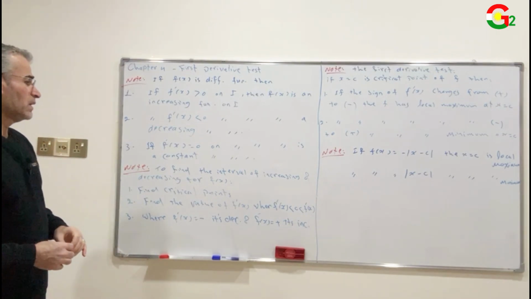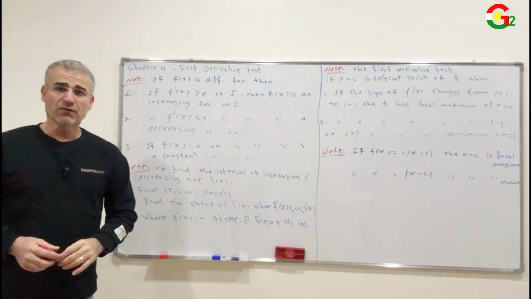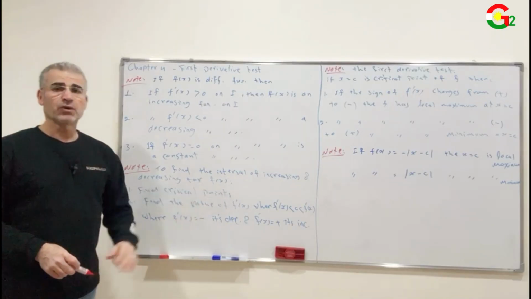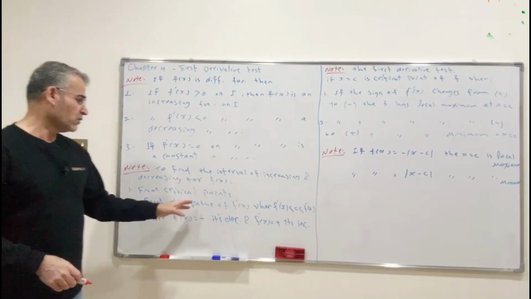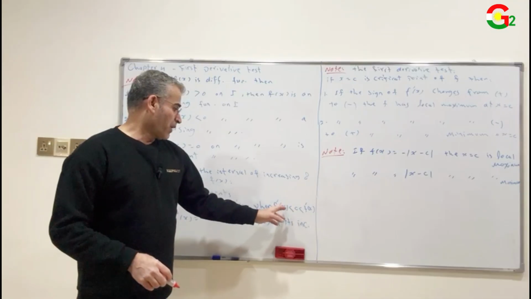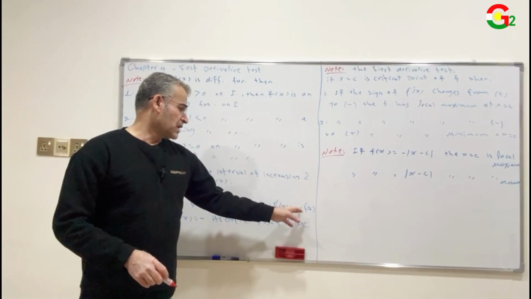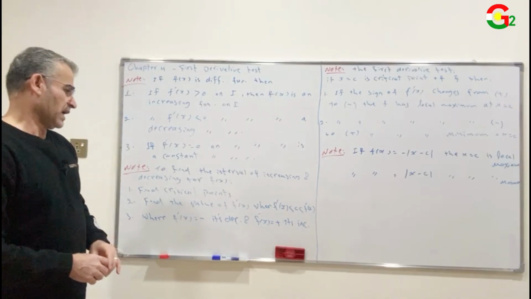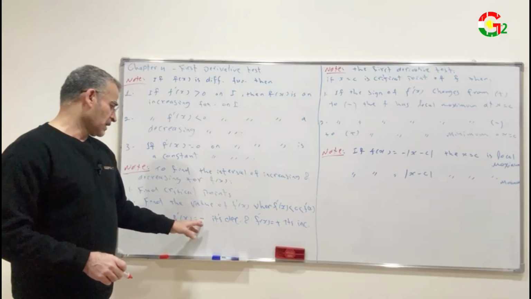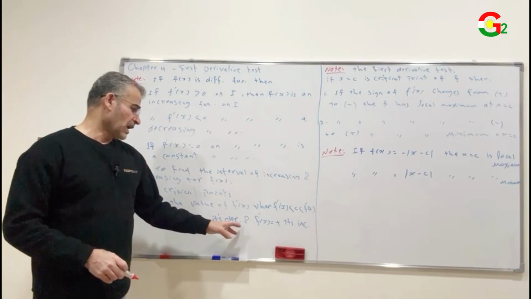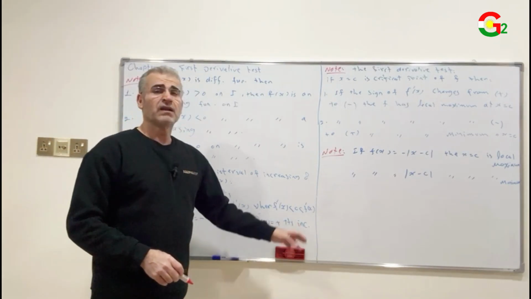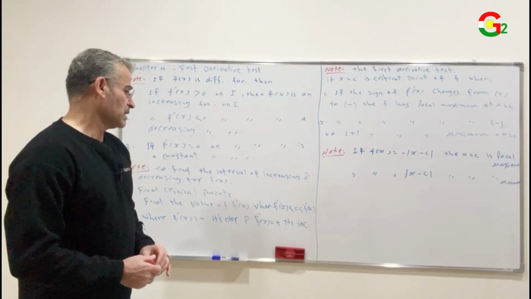Note, to find the interval of increasing and decreasing for f of x, follow these 3 steps. Step 1, find critical points. Step 2, find the value of f prime of x where f prime of x less than c, c less than f prime of x. Step 3, where f prime of x is negative, it is decreasing, and where f prime of x is positive, then the function is increasing.